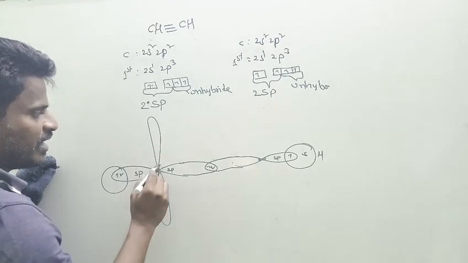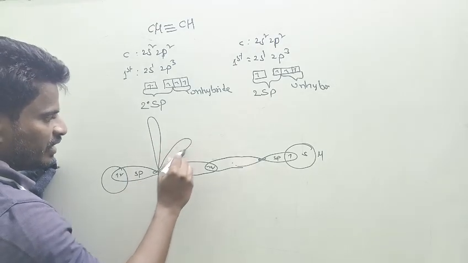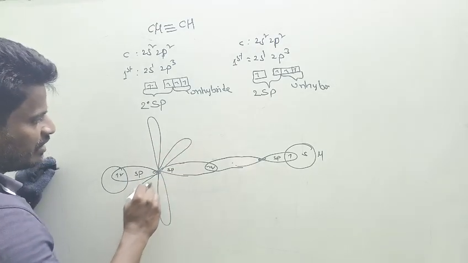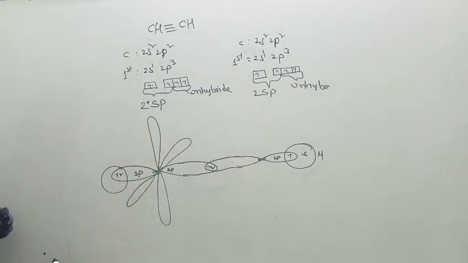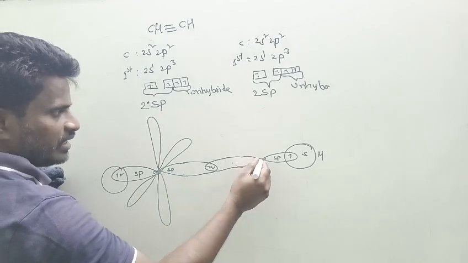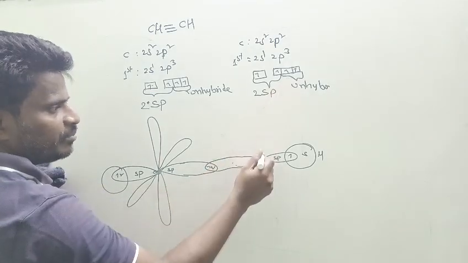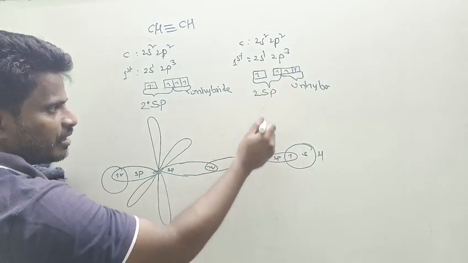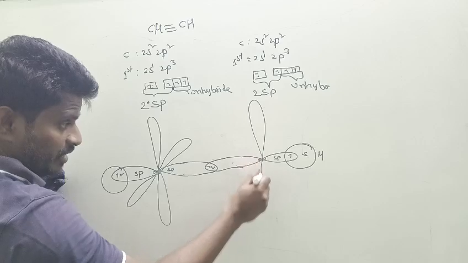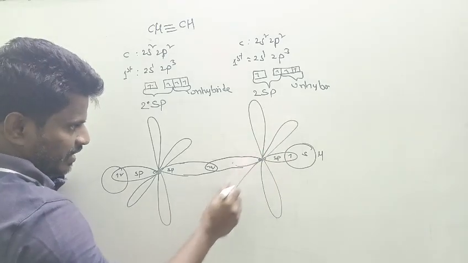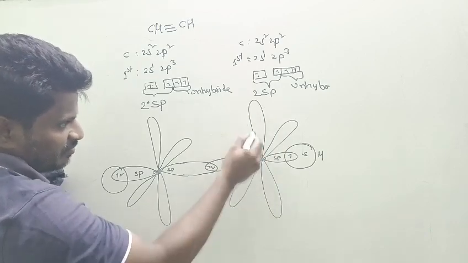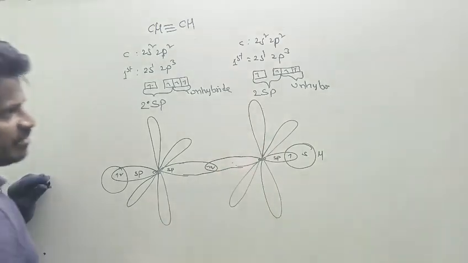It is one of the unhybridized orbitals, and another unhybridized orbital is present. Each unhybridized orbital has one unpaired electron, and the other carbon also has two unhybridized orbitals. These unhybridized orbitals are pure p orbitals. They are represented in dumbbell shape. It is one of the p orbitals and it is another p orbital.